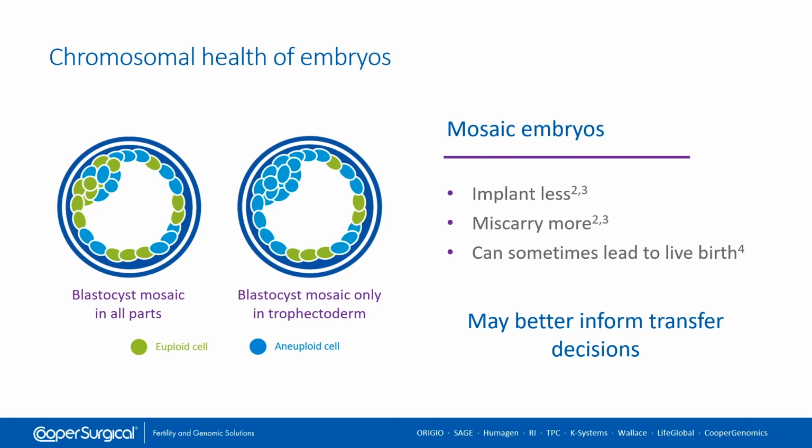Whatever the case may be, we know that identifying embryos that have Mosaic PGTA results may better prioritize transfer decisions, as we know that Mosaic embryos have a lower rate of implantation when compared to their euploid counterparts. If a pregnancy does result, we know that the risk for miscarriage is higher. And as our patients never fail to point out, we also know that some transfer of Mosaic embryos will result in an ongoing pregnancy and a live birth.